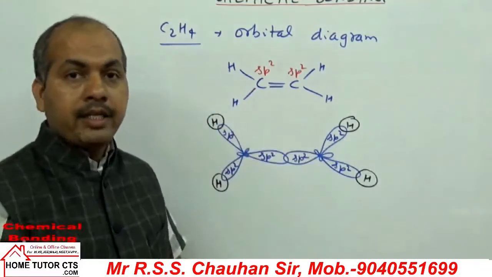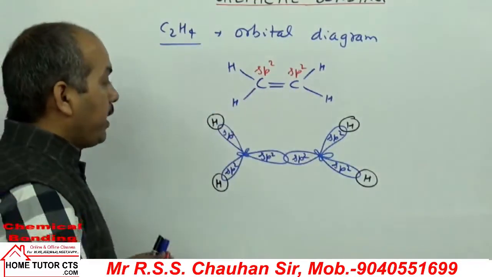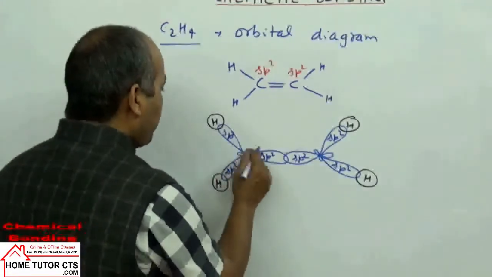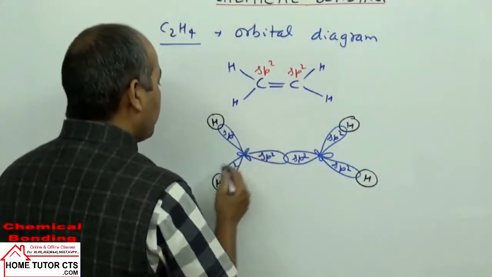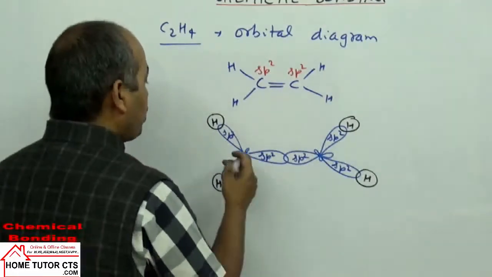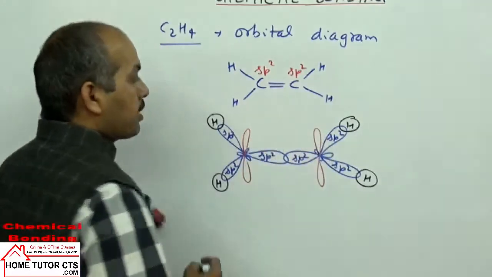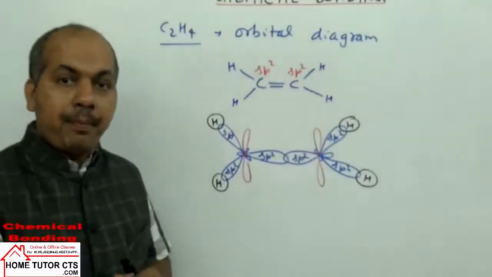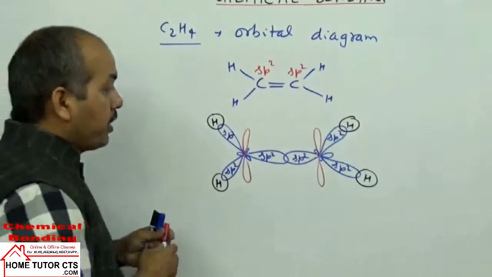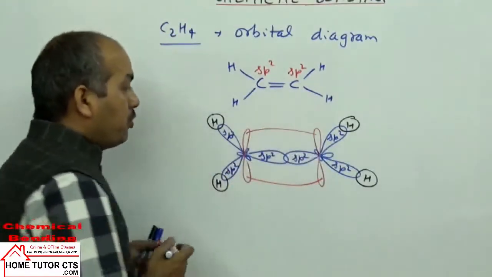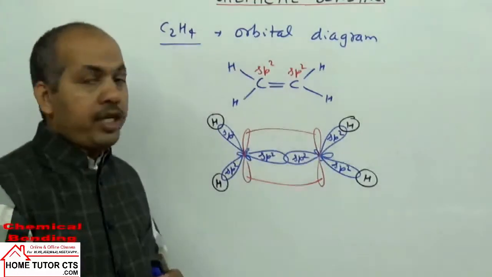the carbon atoms taken here contain one unhybridized p orbital. We can show this p orbital which is unhybridized this way. It is carbon's unhybridized p orbital. When the overlapping takes place, it is overlapping of p orbitals which are unhybridized.